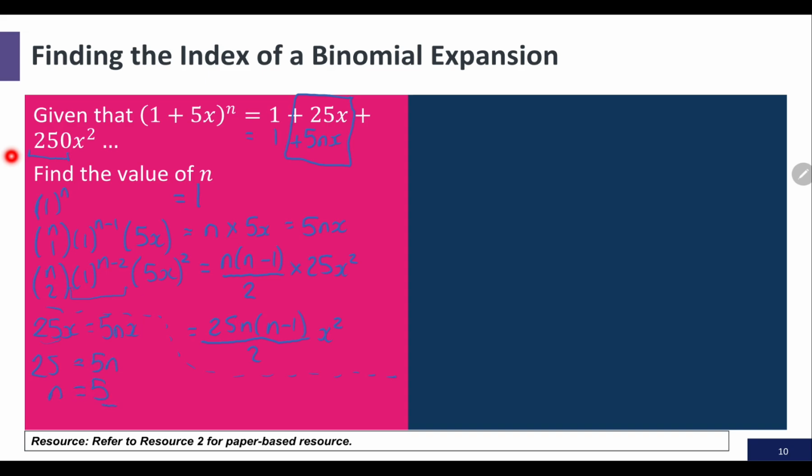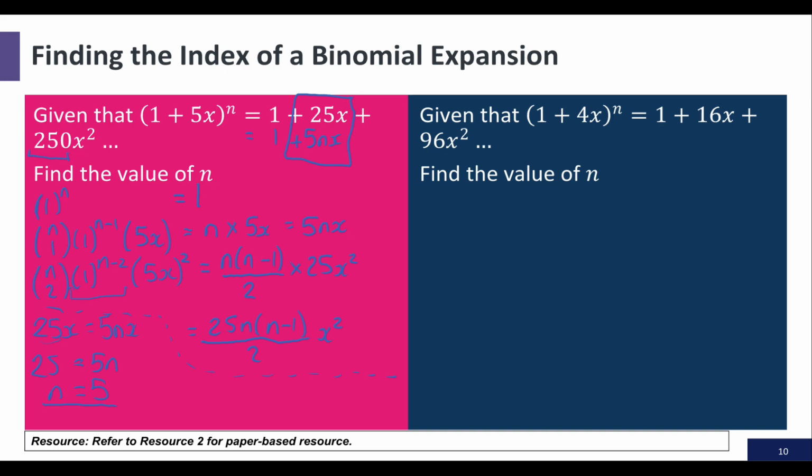Now that looks like a long way of going around it. We could have just guessed the value of n, but the skills we're going to build from that little bit there are going to be so important in the next few examples. Here's your question. Pause the video and have a go now.